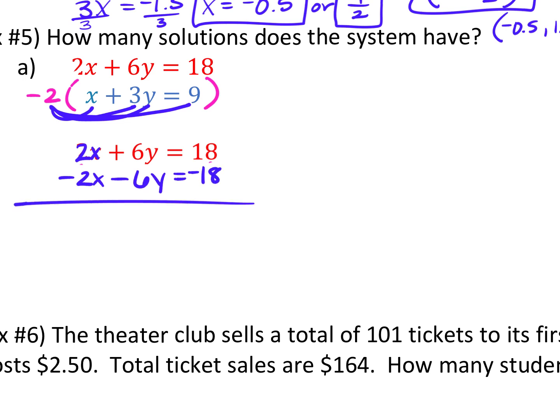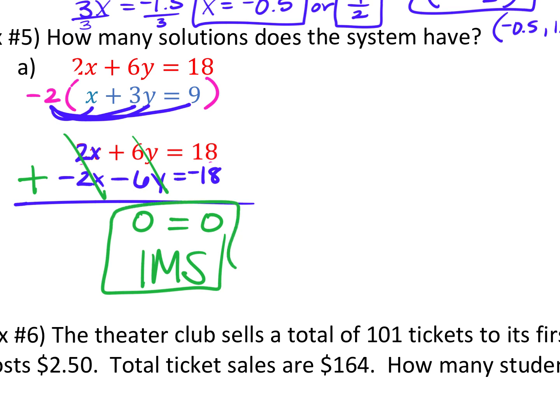What do you do next? Add them together. What do you get when you add 2x and negative 2x? 0. What do you get when you add 6y and negative 6y? 0. So here's the thing. If everything on one side goes away, you've got to put a 0 in there, right? That's equal to 0. What do you get on the right side? 0. If 0 equals 0, how many solutions do you have? Infinitely many solutions, right? If it is true, 0 equals 0, 9 equals 9, a million equals a million, infinitely many. Okay?